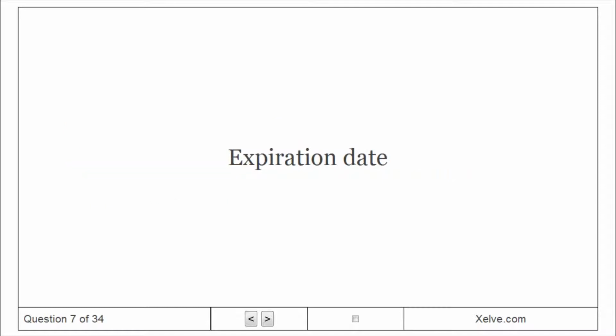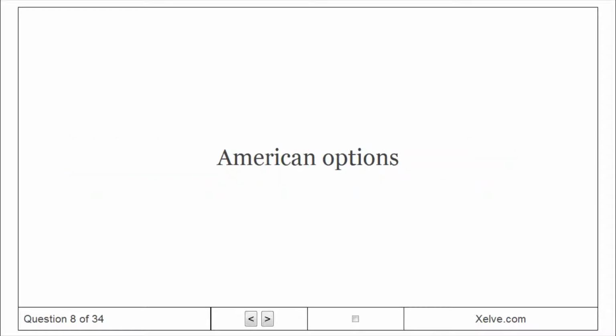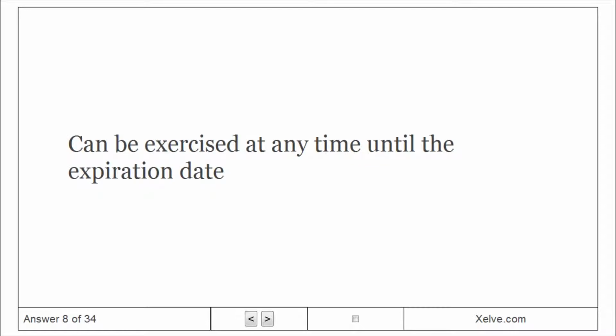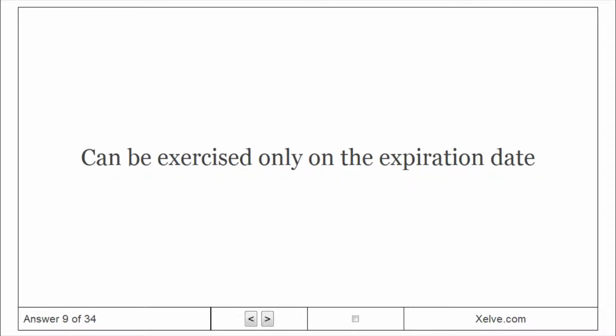Expiration date. An option usually has a limited life, the last day on which the option may be exercised. American options can be exercised at any time until the expiration date. European options can be exercised only on the expiration date.